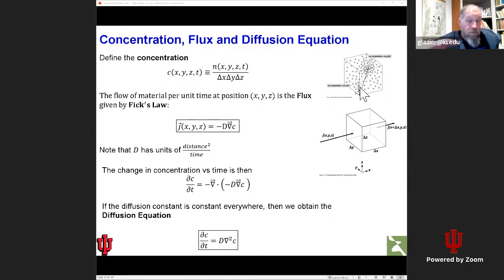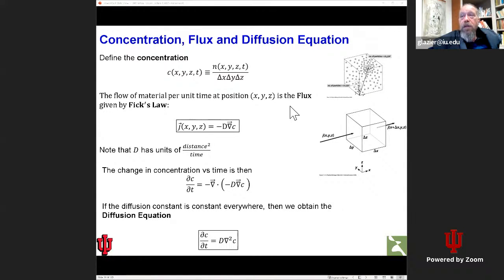Concentration really only makes sense if it fluctuates smoothly. And so we have to have our box be big enough that n is big enough to make sense, that the fluctuations aren't too big. Similarly, we want our box to be small enough that we have a lot of boxes within our region. Otherwise, we're not getting any information. Okay.